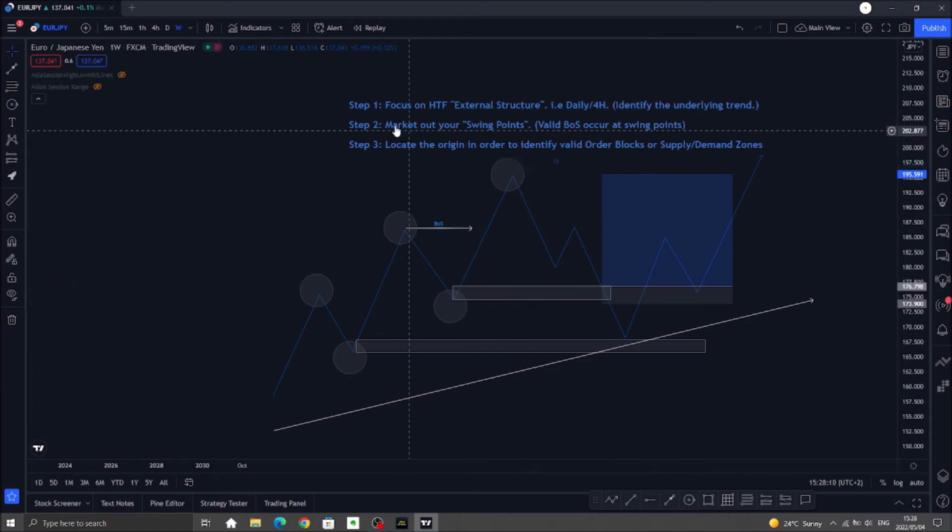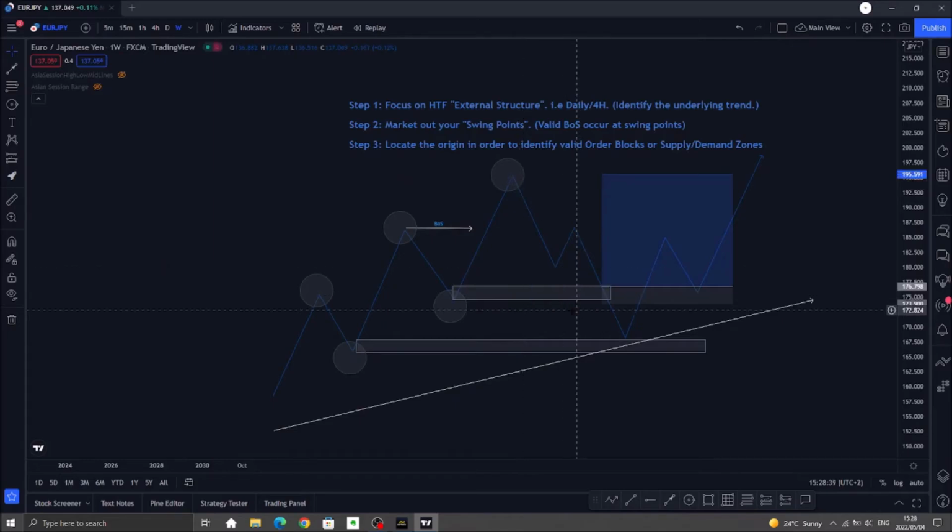All right, the second step that you want to do is you want to mark out your swing points. All right, because your valid breaks of structure occur at your swing points. So what are your swing points? Your swing points are essentially, in a bullish market, your higher highs and your higher lows. And you know that in order for this bullish market to continue, you want to see a violation of those higher high swing points.